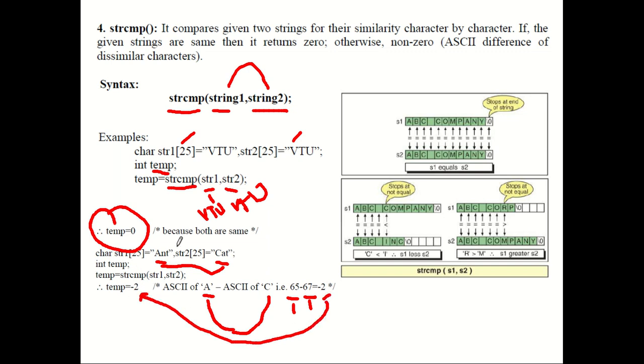So it indicates that string 1 and string 2 are not equal. If string 1 and string 2 are equal, then it returns 0. Otherwise, it returns a non-zero value.